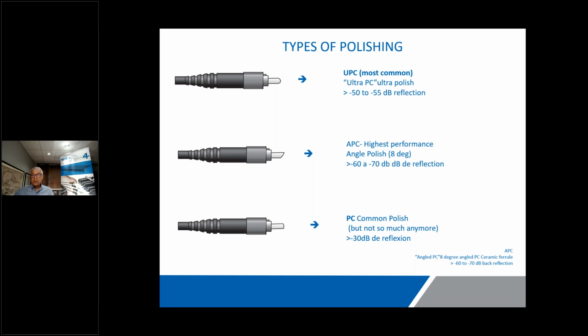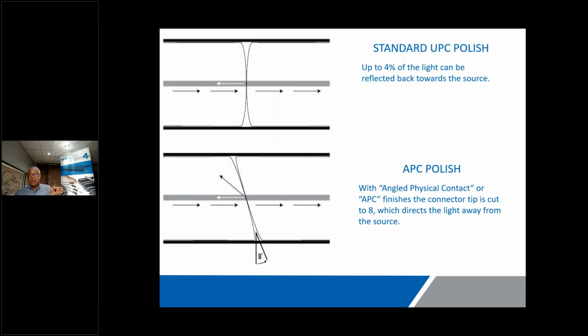So a PC polish is the old polish. You'll find them in closets in different places, but nobody's going to pick a PC polish for anything new today. The UPC is going to be your most common, and if nobody says anything, it's probably a UPC. UPC is at 50 to 55 dB of reflection. Again, coming from the RF world, that's a pretty good number, but if that's not good enough, APC is going to give you 15 to 20 dB more. We get the APC by actually cutting the fiber at an angle, and that's improving the performance.